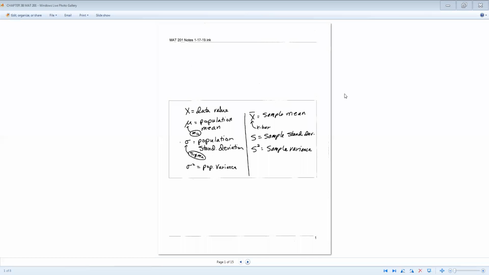All right, this packet is just a walkthrough of the second set of notes that I gave you. We started off talking about notation with this packet. X is always going to represent your data value, no matter what type of data you're dealing with. X would be your data value.